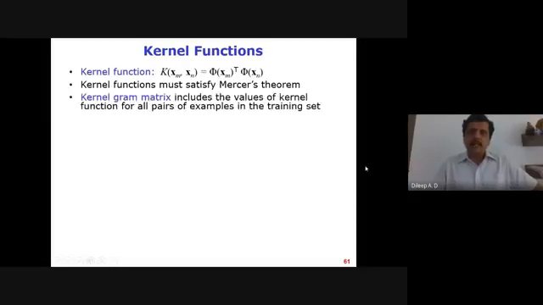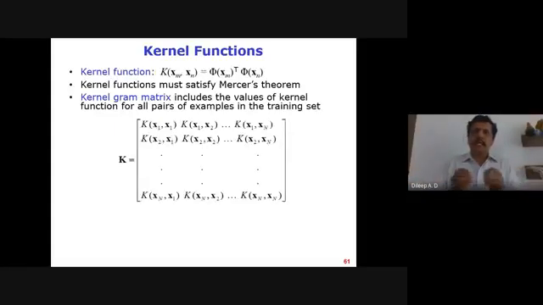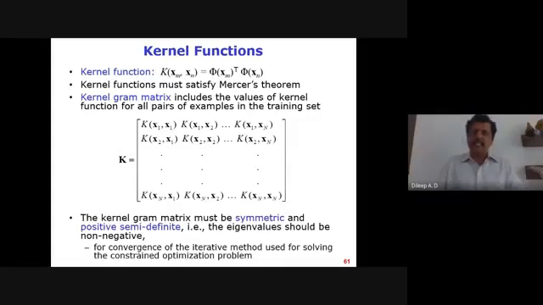Most importantly, you compute the kernel function between every pair of examples. Suppose I have n training examples. When I compute the kernel function between every pair of examples, it results in an n cross n matrix, and that matrix is called the kernel-gram matrix. This kernel-gram matrix should satisfy some necessary conditions. What is that necessary condition? The kernel-gram matrix should be symmetric and positive semi-definite, which means the eigenvalues should be non-negative.